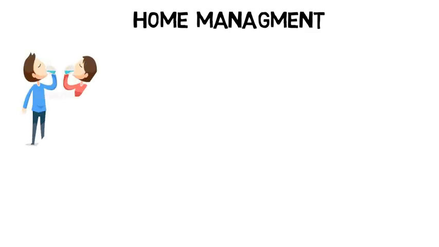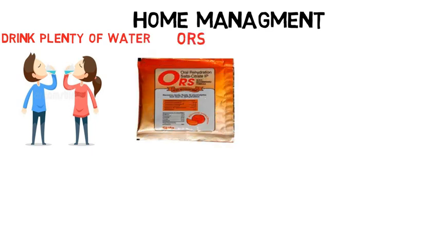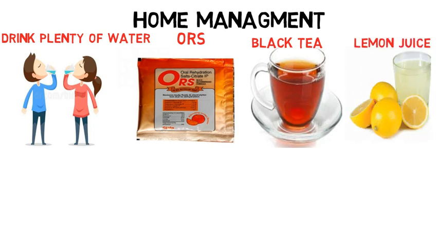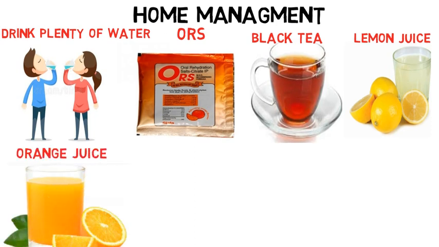Now let's see what are the home management measures of dysentery. Drinking plenty of water to maintain hydration, drinking ORS to maintain electrolyte balance, black tea without sugar will help in reduction of intestinal inflammation. Lemon juice. Lemon has antimicrobial properties which help to kill the bacteria and reduce symptoms associated with dysentery. Orange juice. Orange has anti-inflammatory properties which help in reduction of intestinal inflammation.